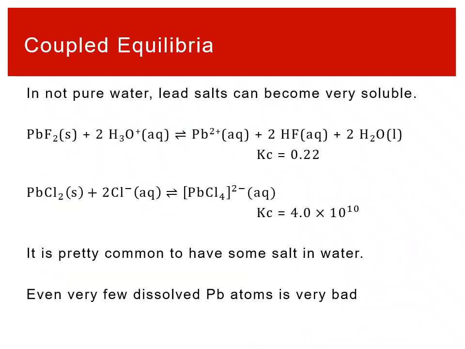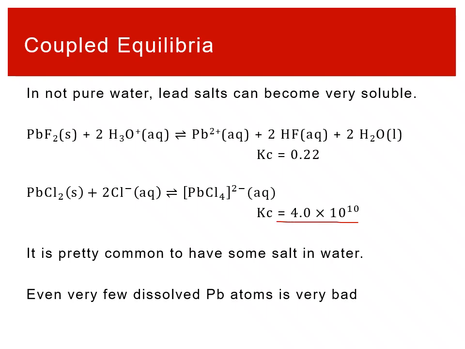So when you don't have pure water, lead salts can become very soluble. Lead 2 fluoride, if you have any sort of acidity, all of a sudden becomes soluble. Lead 2 chloride, if there's an excess of chloride ions, all of a sudden becomes soluble. It's pretty common to have some salt in water, some amount of acidity. As long as we're keeping them low, it should stay low, but this equilibrium constant here is massive.